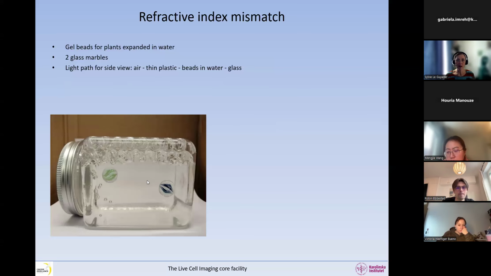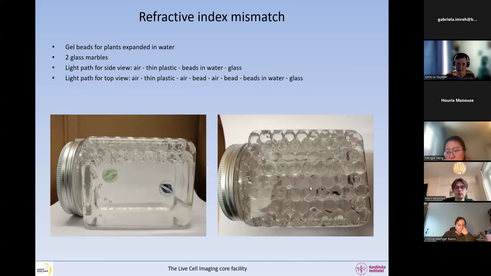But if now we look at the bottle from the top, this is what we see. We can hardly see the marbles. Even though you can see that the green marble is quite close to the beads here, so closer to the surface that we're looking at, we can hardly see where they are. If you didn't know that they were marbles, you would probably not notice.